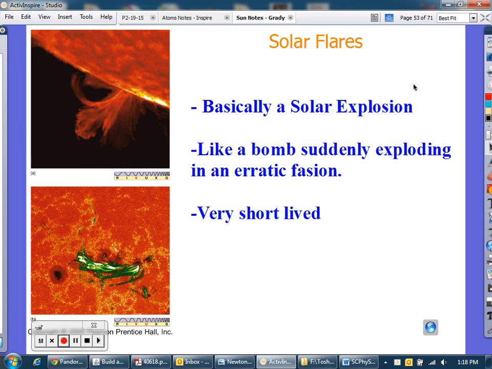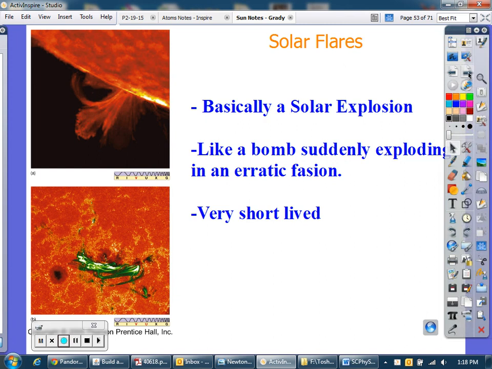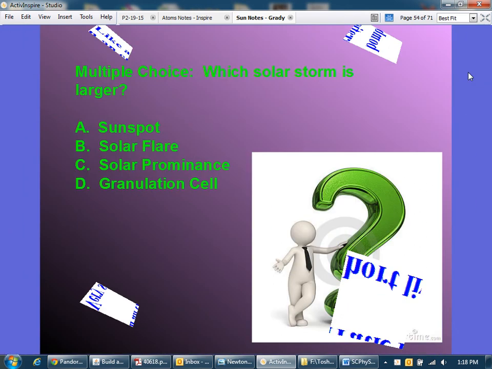A solar flare is oftentimes referred to as a bomb, a solar bomb. It just suddenly explodes in an erratic fashion. You really have no idea it's even coming, and it just explodes off of the surface in one direction. These, more often than not, are from sunspots.